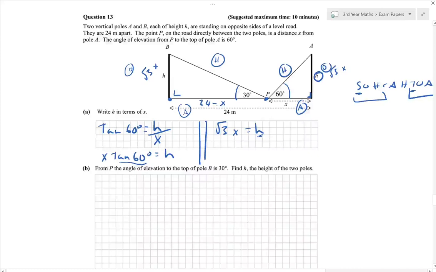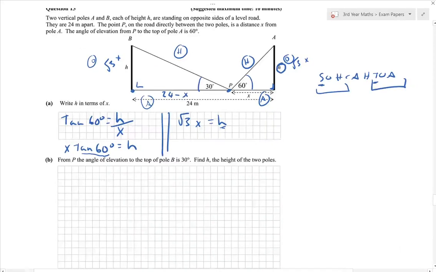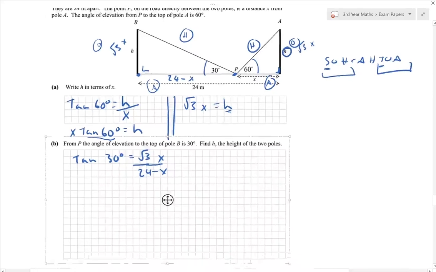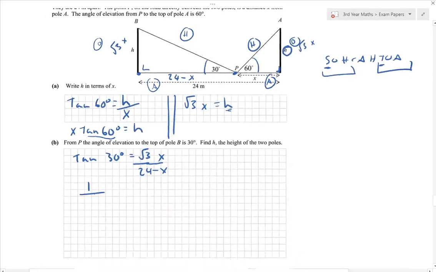So the formula that I'm going to use is tan, because I have opposite and adjacent. So tan 30 degrees is equal to the opposite, which is root 3 x, all over the adjacent, which is 24 minus x. Now if I put tan 30 degrees into my calculator, it will give me 1 over root 3. It'll also be in your log tables. Is equal to root 3 x all over 24 minus x.